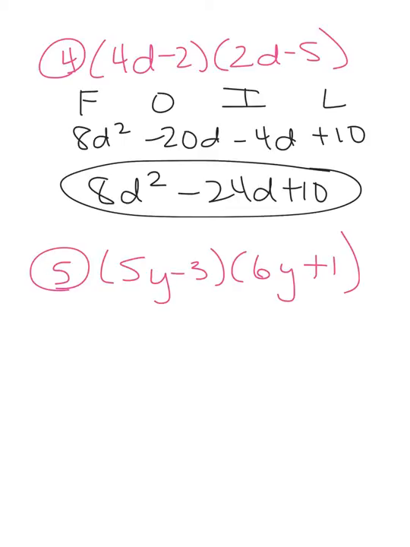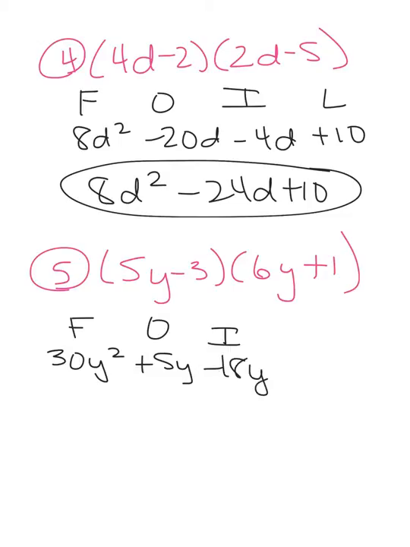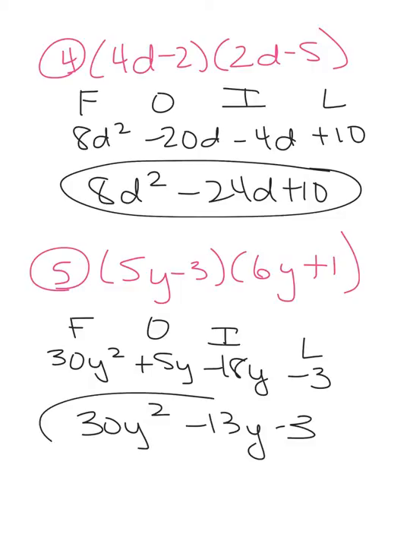In number 5, my first term is 5y times 6y, which gives me 30y to the second. Outside I have 5y times 1, which gives me 5y. Inside, negative 3 times 6y gives me negative 18y. And last is negative 3 times 1, which is negative 3. Combine my terms, and I have 30y to the second minus 13y minus 3, which is my final answer.